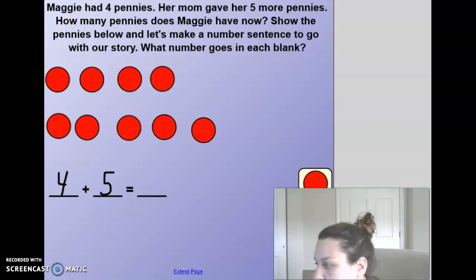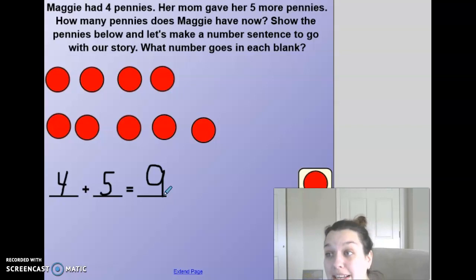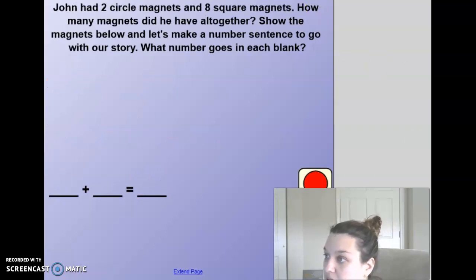Let's see if we got the same thing with our picture. 1, 2, 3, 4, 5, 6, 7, 8, 9. Is this what you got? If not, it's okay. We're going to keep practicing, okay? Take some time to learn some of these things, I know. Okay.